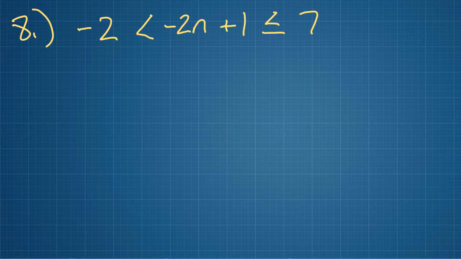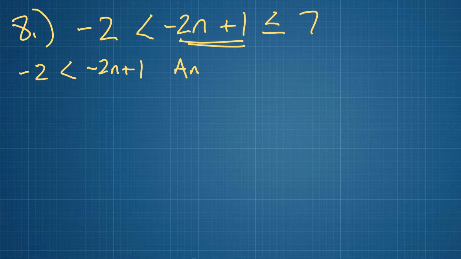All right, so number 8, exact same concept as number 7. The first thing I'm going to do is I'm going to write this middle twice. So I have negative 2 is less than negative 2n plus 1. And negative 2n plus 1 is less than or equal to 7. So I wrote the middle twice.